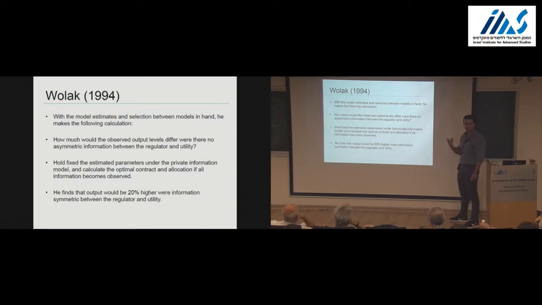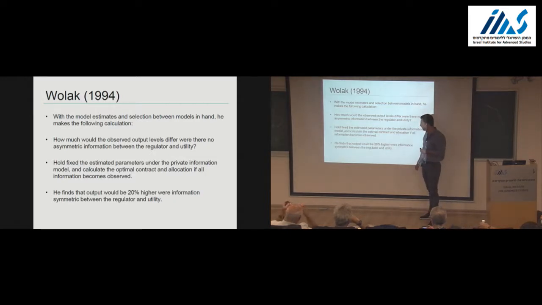It's again sort of a theory. There's sort of two types of counterfactuals in my mind. There's theoretical benchmarks, things that you won't really hope to achieve, but you just want to know it's a benchmark. And there's sort of realistic policy changes where you maybe get part of the way. This is one of those benchmark ones. He finds output would be 20% higher were information symmetric between the regulator and the utility.